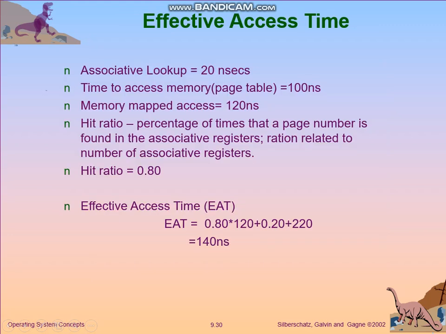Suppose you have a hit ratio of 80%. The effective access time is 0.80 into 120 plus 0.20 into 220. So you have 140 nanoseconds. This is how you will calculate the effective access time.